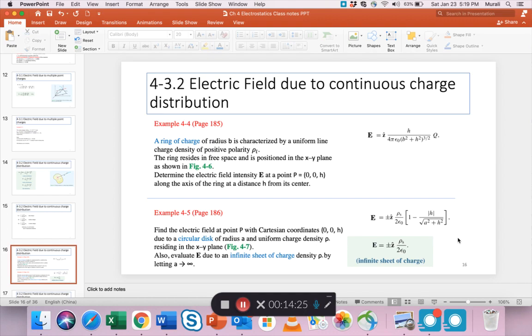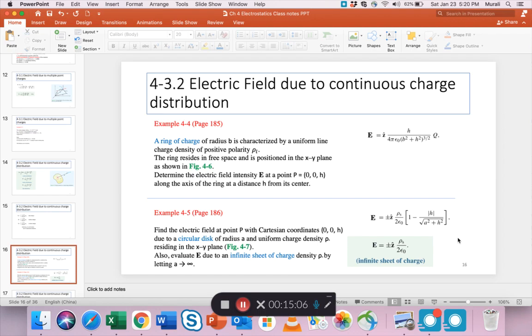Please make sure you understand, there is a lot to learn by looking at these two examples, because they give you a good insight into how you first take that small piece or element of charge, how you apply Coulomb's law, and then how you integrate by taking the differential approach and expanding it to the full surface or the full length.